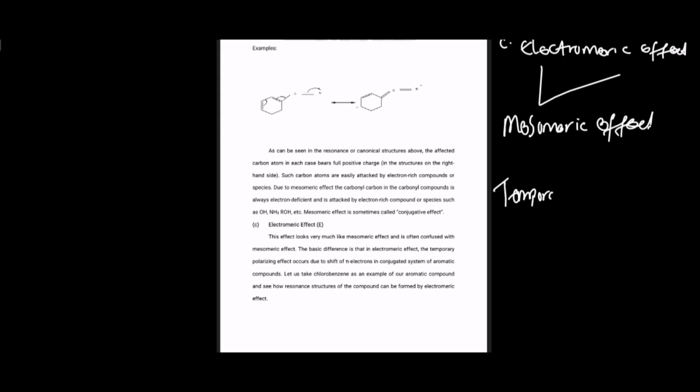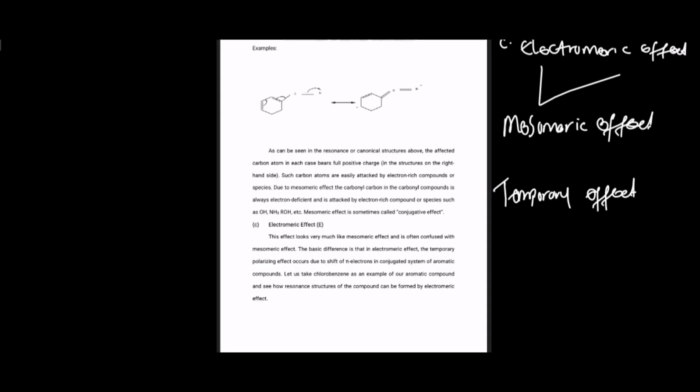The mesomeric effect is a temporal effect that occurs when the pi electron in a multiple bond shifts completely. Yes, the electromeric effect, I said, is very similar to the mesomeric, right? Yes, in the sense that they are very similar, because there is a shifting of the pi electron.